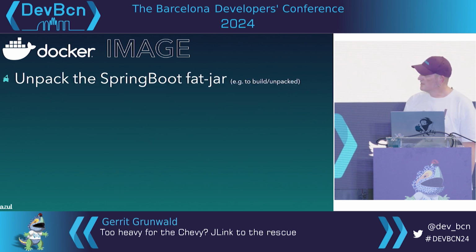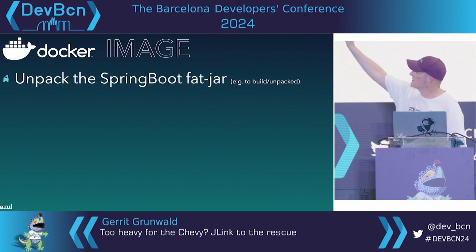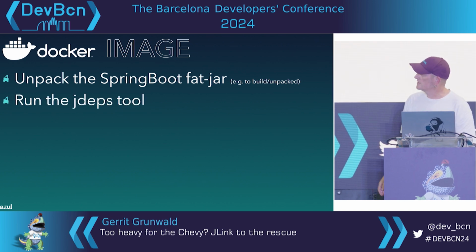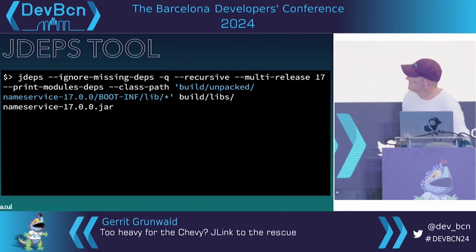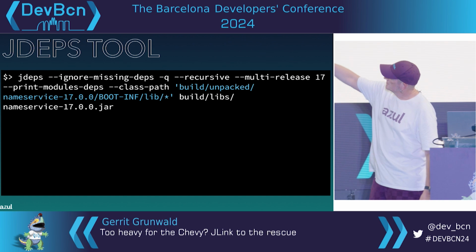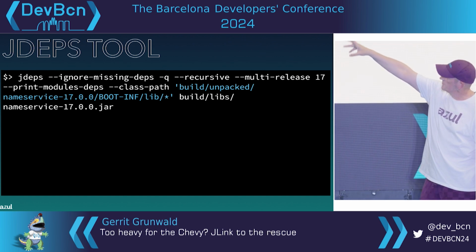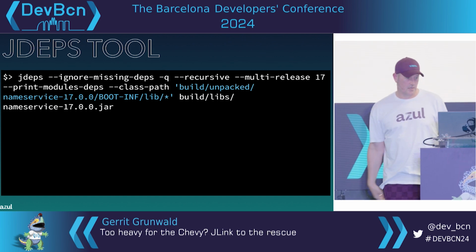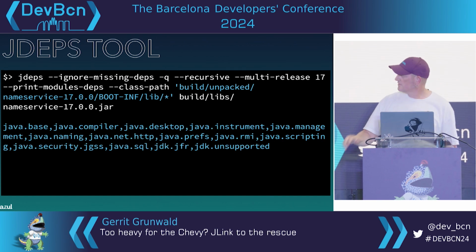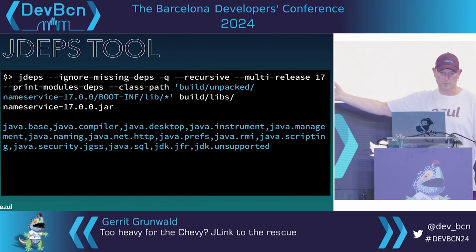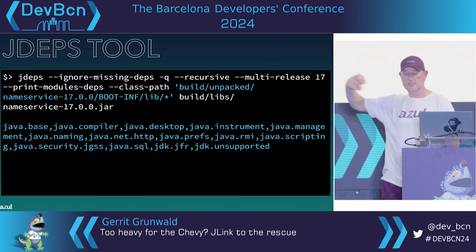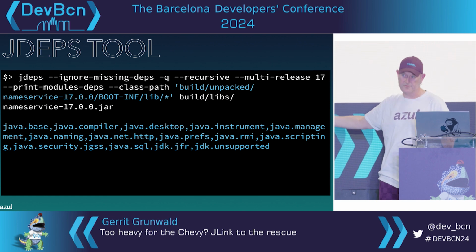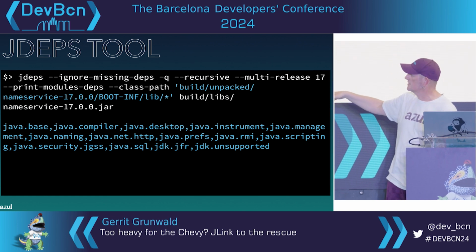So to do that, we have to unpack the Spring Boot fat jar. For example, in this build unpacked folder here, we run the jdeps tool against that. This is how it looks, right? I pointed to the lib folder and the jar file, and then it gives me this number of modules. So that means for my application, I need these modules to run it, right? I don't need Corba and other stuff, which is not even in the JDK anymore.